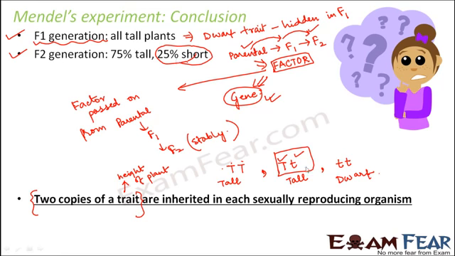Right? Now, what is this concept of one trait being expressed and the other being hidden? That is where the principle of dominance comes into the picture. We will talk about dominance in detail.